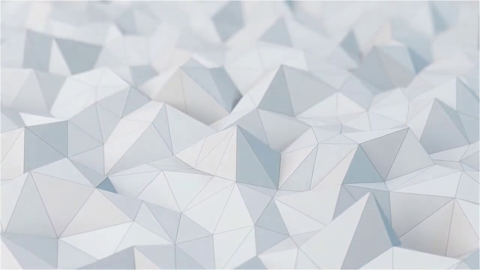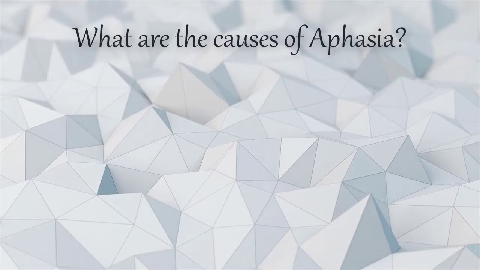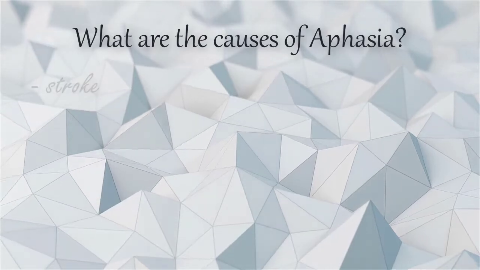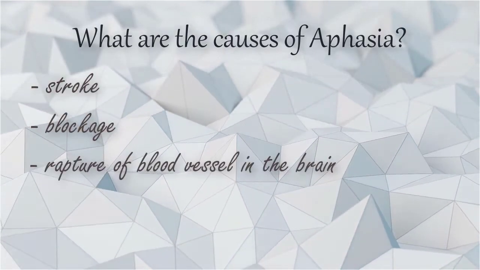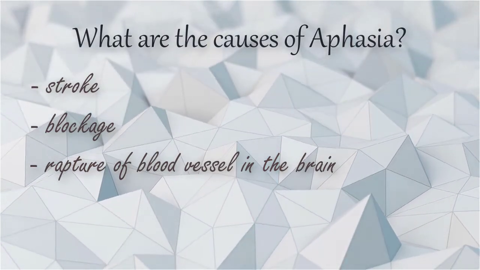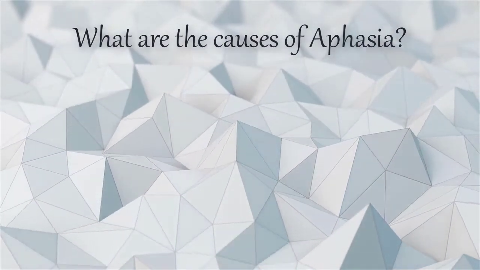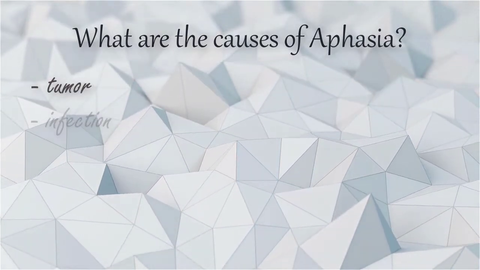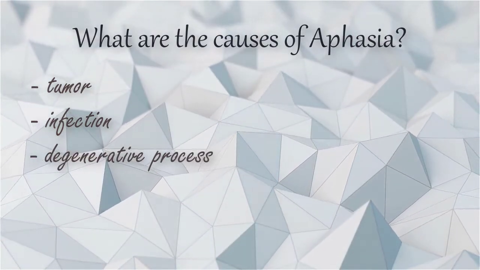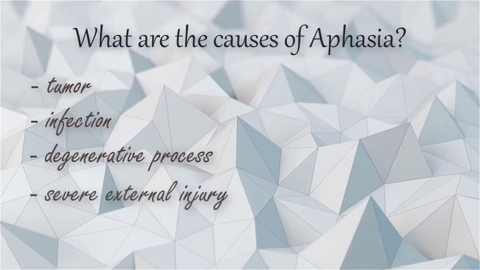Let's move on to the next question. What is the reason for aphasia? Or what are the causes of aphasia? Aphasia can be the result of a stroke, blockage, or rupture of a blood vessel in the brain. Thereafter, the loss of blood to the brain leads to the death of brain cells. Besides, a tumor, infection, or a degenerative process can cause aphasia. Of course, aphasia can be the result of a severe external head injury.